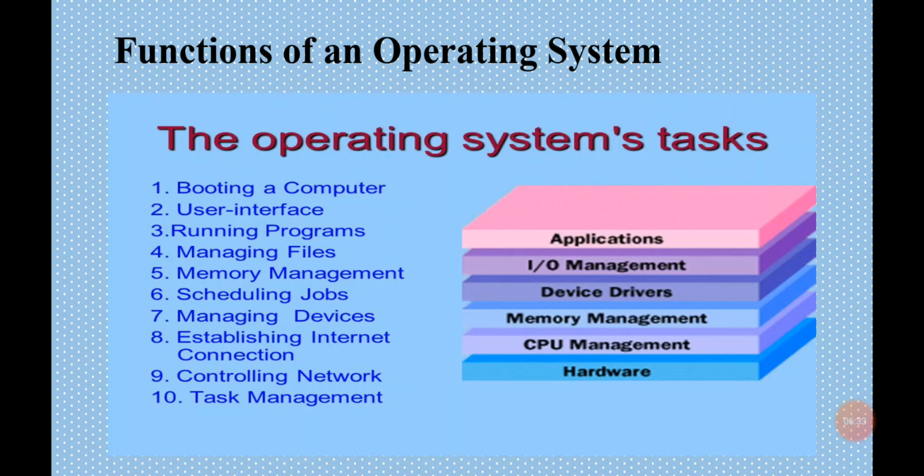So these are the functionalities of the operating system: what are the functions of the operating system, what are the characteristics of the operating system. The first one is booting a computer; it helps to boot the computer system, it helps us to switch on the computer system. Then user interface: it provides an interactive environment for the user to interact with the computer system.